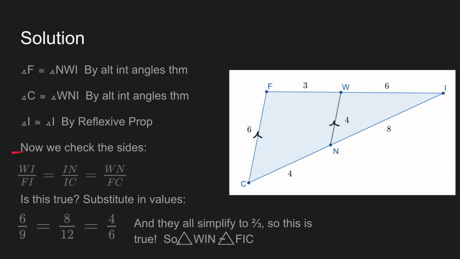Anyway, so when we check the sides, we need to check: is the ratio between WI and FI proportional to the ratio between IN and IC? And is that proportional to WN to CF, or FC? Well, WI is 6, FI is actually 9, 8 to 12, 4 to 6. And since they all simplify to 2/3, we have the angles all congruent, the sides all proportional. We can now say that triangle WIN is similar to triangle FIC.